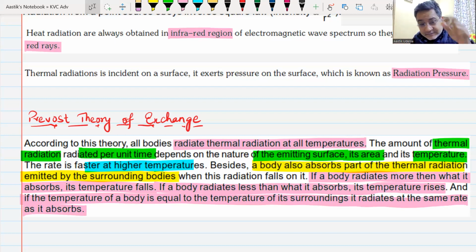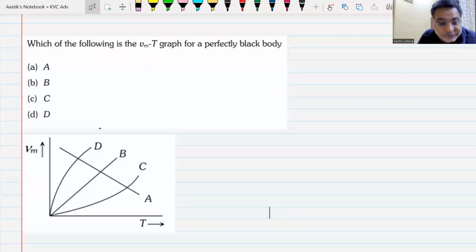It was the first line when we started everything. 0 Kelvin is not possible in this universe, and therefore all bodies emit thermal radiations at all temperatures. That takes us to the next question. I will not waste any more time on this.